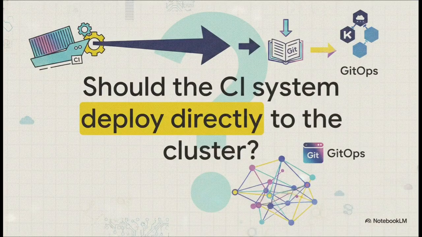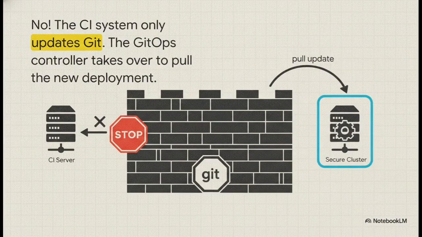All right, so let's quickly test your understanding of this newly decoupled architecture with one final scenario. Let's say your CI tool, maybe GitHub Actions, has successfully built a shiny, brand new container image. Should that CI system now take that image and deploy it directly to the Kubernetes cluster? The answer is a big, resounding no.